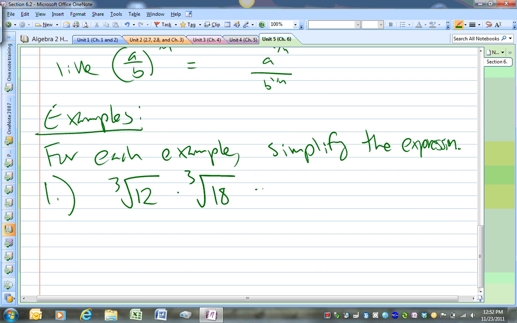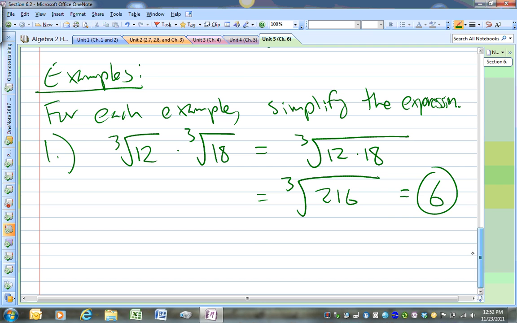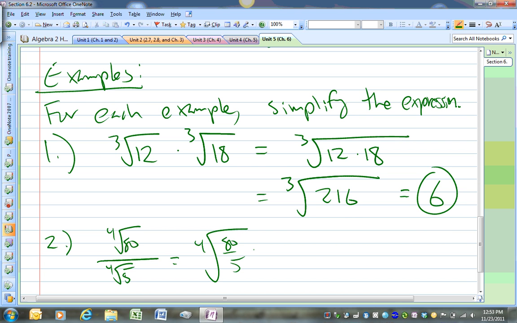So if we think about it, we can just put it all underneath one cube root, since they're both being cube rooted. So it'll be the cube root of 12 times 18, which is 216. If you work it out, you should get 6. Or for number 2, say I have the fourth root of 80 over the fourth root of 5, I can write as the fourth root of 80 over 5, which is the fourth root of 16, which just equals 2.